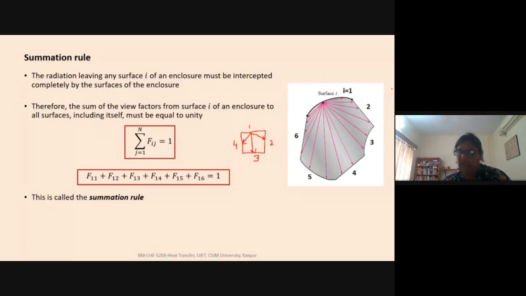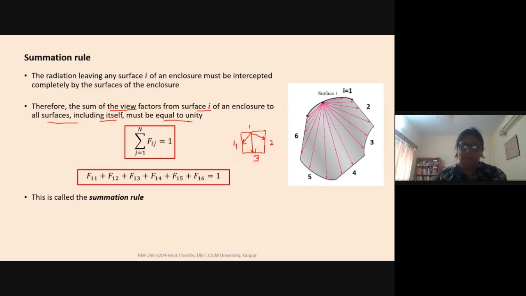In this figure that I have shown you, there are 6 surfaces. So whatever radiation is coming out of surface 1, one possibility is that it can fall on itself. The other possibility is that it can fall on 2, or on 3, or on surface 4, 5, and then 6. The summation rule tells us that the sum of the view factors from a surface i of an enclosure to all surfaces, including itself, must be equal to unity.